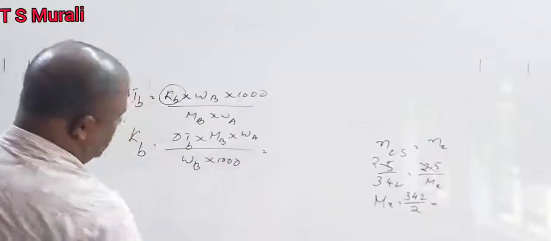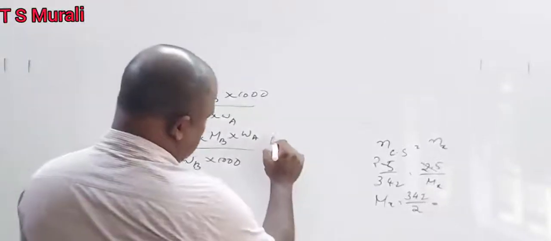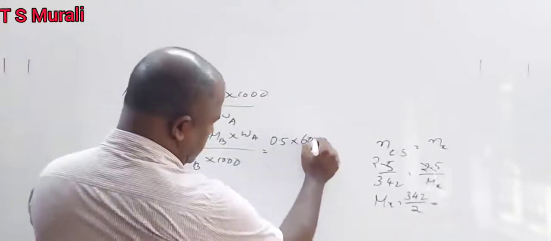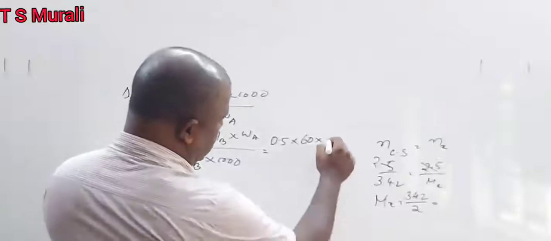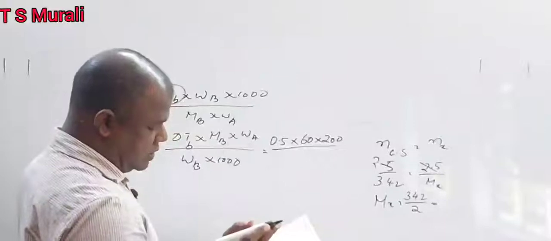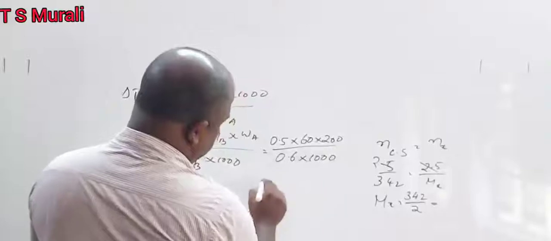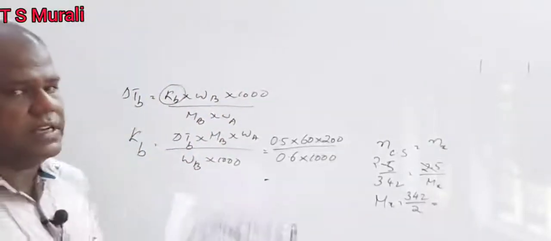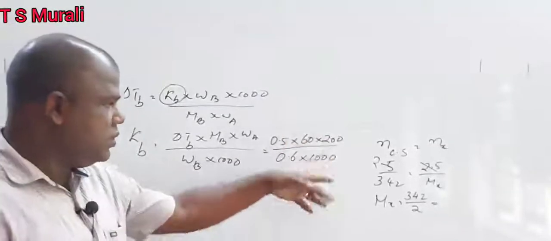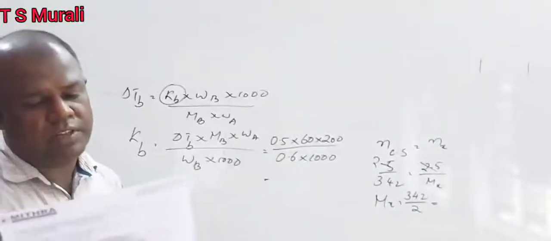I am substituting delta Tb, the elevation in boiling point. How much is the boiling point increased? 0.5 into MB, the molecular mass of urea, I think you know, 60, into WA, weight of the solvent, that is 200 gram, divided by WB, weight of the solute, how many grams of urea? 0.6. So you can easily solve it, into 1000. Solve and find the answer. So 5.5 you can easily cancel. 0 you can cancel. You are getting an answer. I think it is 1. You verify and tell me the answer.